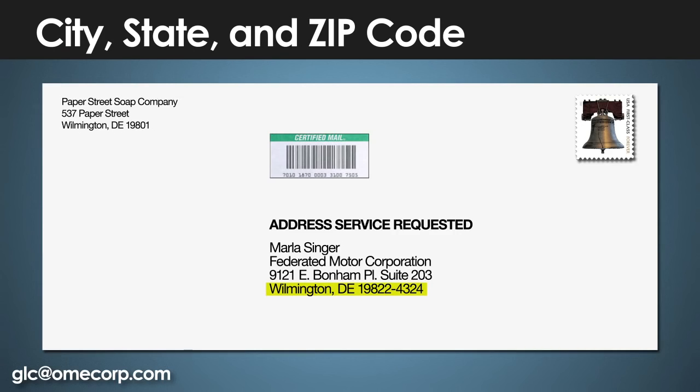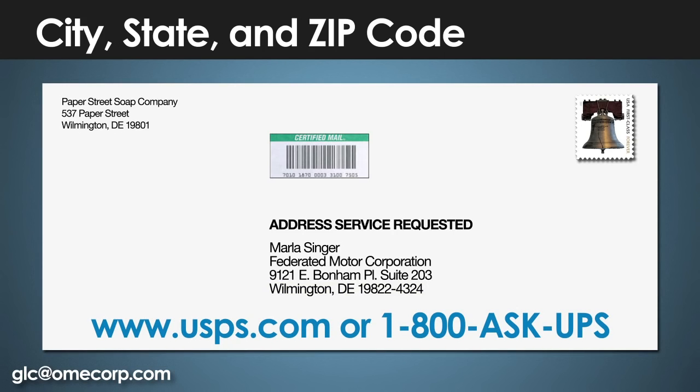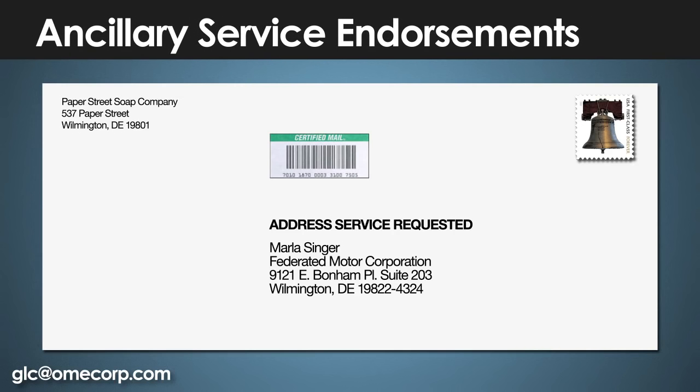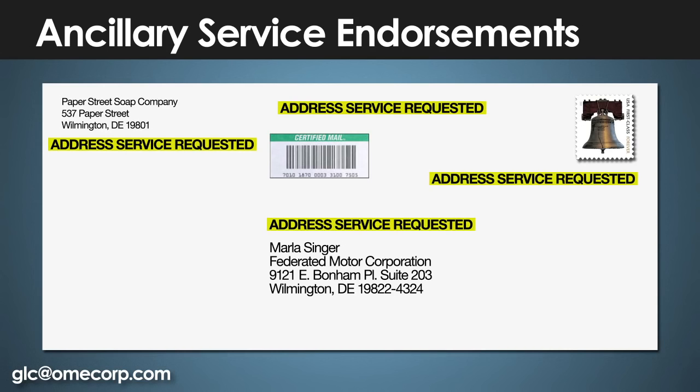City, state, and zip code. To find the correct spelling of a city name or to find a zip code, visit www.usps.com or call 1-800-ASK-USPS. Using the correct zip code helps to direct your mail more efficiently and accurately. Ancillary service endorsements. The ancillary services that we covered here on a return label or in any one of these 4 places on a letter. That wasn't so bad, was it?